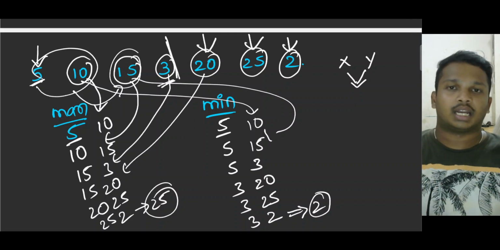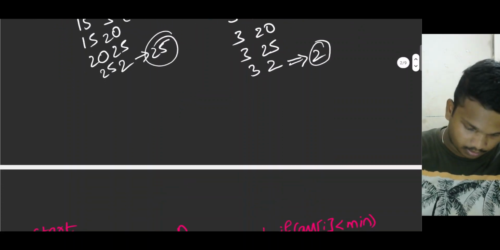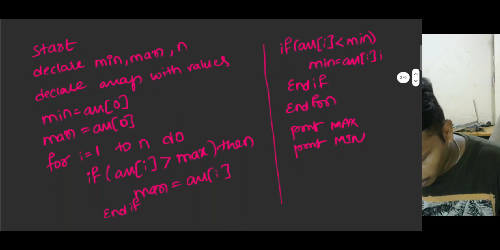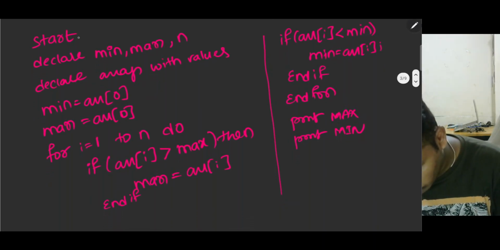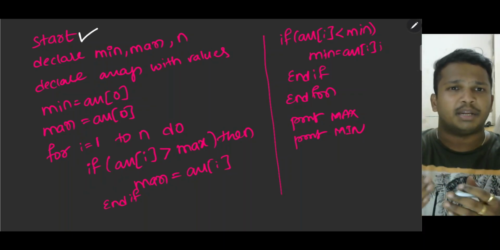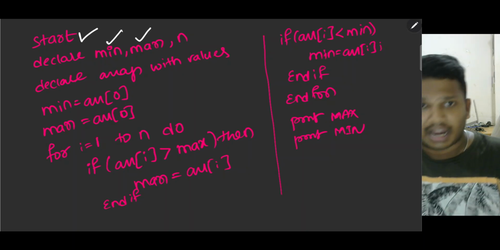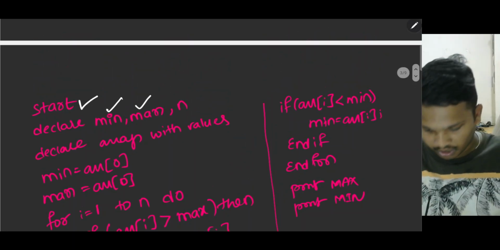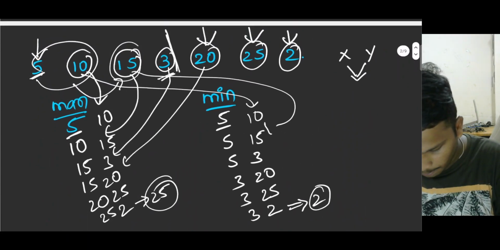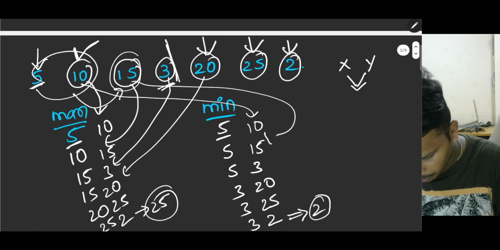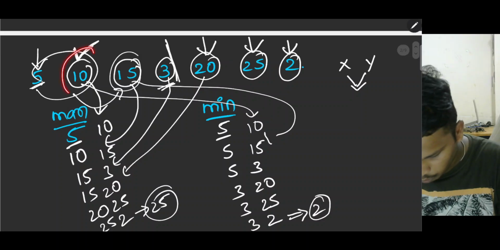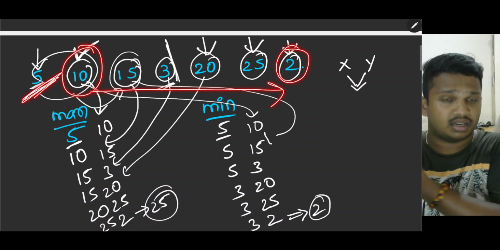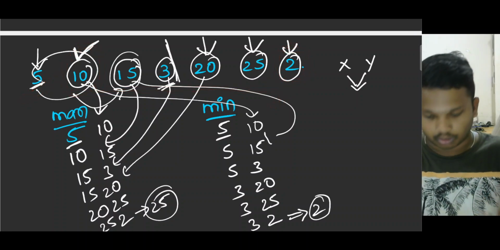Now let us discuss the algorithm, how we are doing this. See here, this is the algorithm. First we need to start the program and declare some variables, minimum and maximum. We compare every time from the array's first value onwards to the last value, because we take maximum and minimum as the 0th element. In C programming, the index starts from 0.